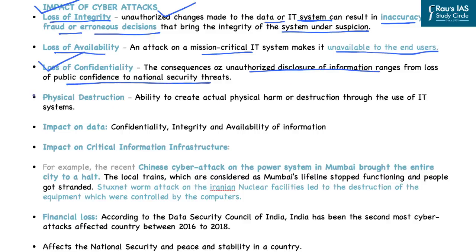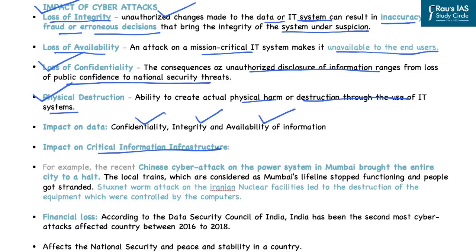Then there are also threats of physical destruction, which means the ability to create actual physical harm or destruction through the use of IT systems. A prime example of this is Stuxnet, which was utilized by the USA to stop the nuclear program and attack the nuclear facility in Iran. Then it can lead to impact on data, where it can affect the confidentiality, integrity, and availability of the data. It can also impact critical information infrastructure.